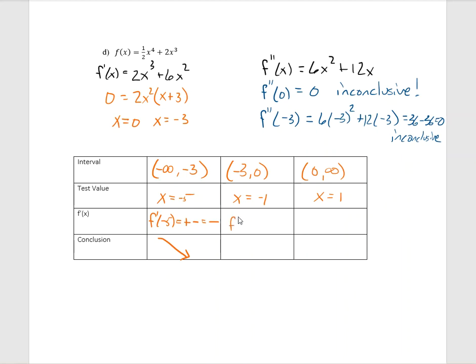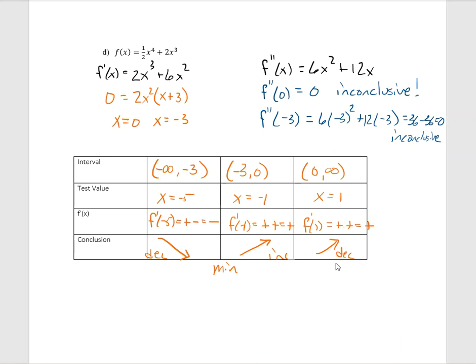All right, the first derivative at negative 1. This is positive. Negative 1 plus 3 is positive. Positive times positive equals positive, and we see that we actually do have a minimum. So the second derivative test was inconclusive at negative 3, but the first derivative test gives us information. And we'll try f prime at 1. That is positive times positive, and that's positive, and it's increasing again. So decreasing, increasing, and decreasing.